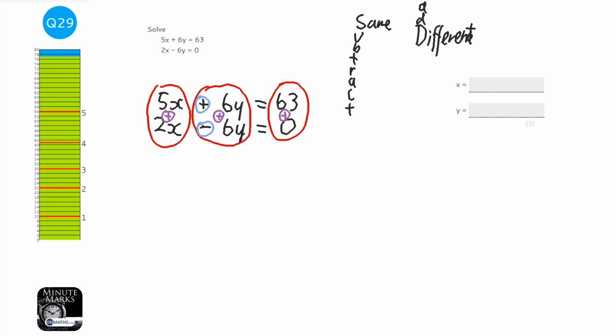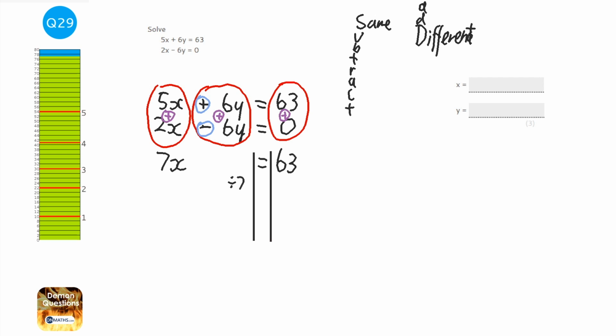Okay, so 5x plus 2x is 7x, and we're going downwards. 6y plus minus, well the minus wins a plus minus, so 6y minus 6y is 0, and it has to be 0, otherwise we can't answer this question. And 63 plus 0 is just 63. Then we put our lines in to solve it. So 7x equals 63, divide both sides by 7. So we have x equals 9.